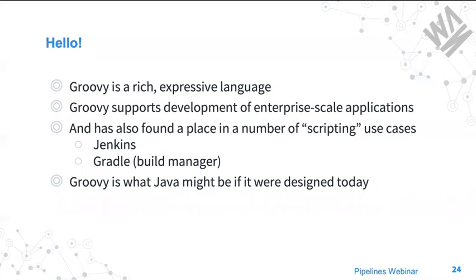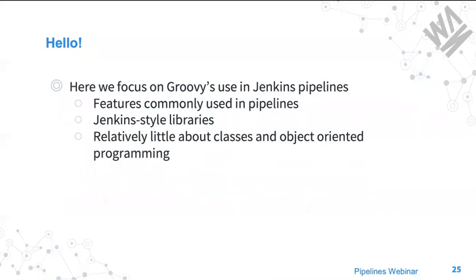Because of some of these language features, it's found a place in a number of different scripting use cases. Jenkins is the one that we're exploring here, but it's also used in Gradle, which is a build manager. It's the native scripting language of Gradle, and a number of other cases. And in this material, we focus on Groovy's use inside Jenkins pipelines.